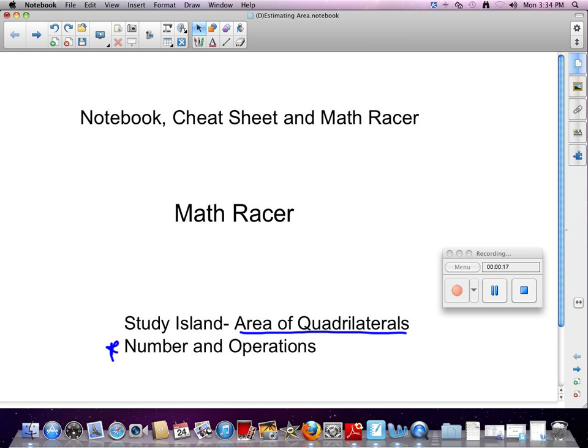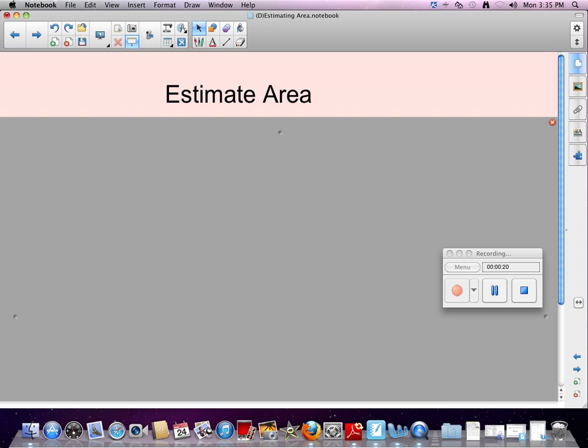So to begin today, let's get estimating area on the top of our paper. And yes, draw your line down. So we'll continue the note taking.